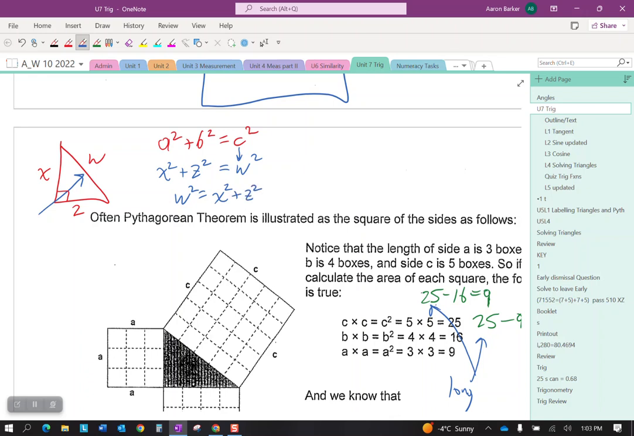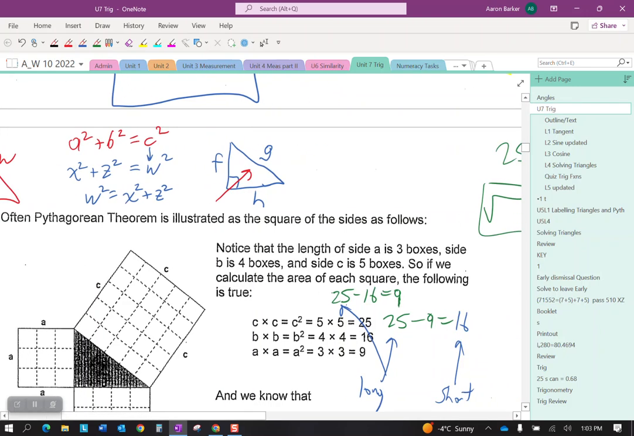You guys okay with that? Let me change it to some other letters. Let's go F, G, and H. Okay. What would the Pythagoras formula look like? Got to identify the hypotenuse. What would it look like? F squared, you got to talk about squares. Okay. Plus what? H squared equals G squared.